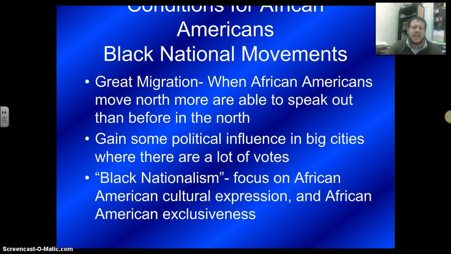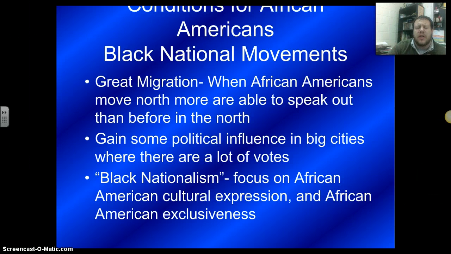A lot of conditions at this time were pretty rough. We started seeing these things with the KKK, and we also started seeing a Black national movement get started in America. With the Great Migration, getting away from the South, more African Americans were able to move to the North and speak out. We talk about people like W.E.B. Du Bois. Some started getting political influence in big cities like New York, Chicago, and Boston, and started this new movement.